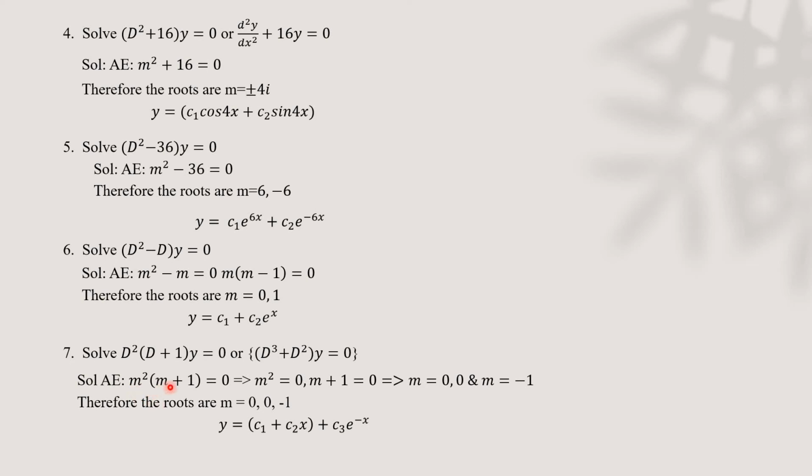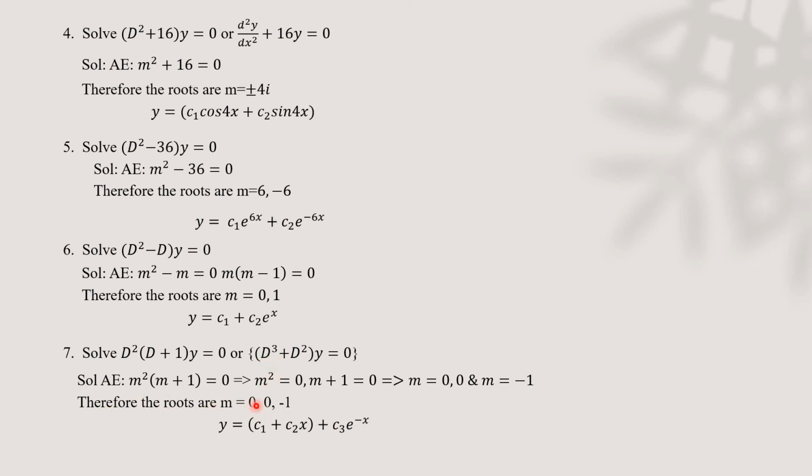So m square times (m plus 1) equal to 0. Therefore, m square equal to 0 and m plus 1 equal to 0. As m square is repeated, m into m, we can write m equal to 0, 0, and another root as m equal to minus 1. As the degree of this equation is d cube, you should have 3 roots.